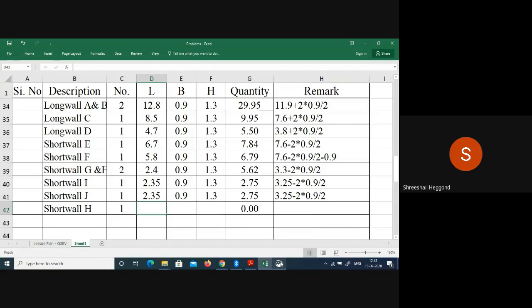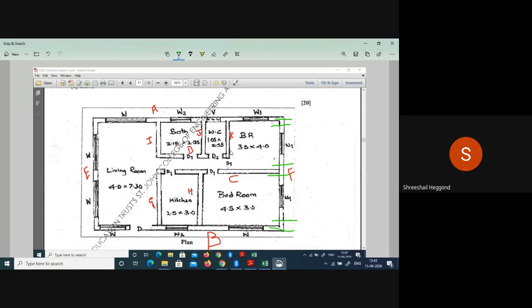Length you have to calculate. See the diagram. The length is not 2.95. The length you have to consider is 4 meter. This length you have to consider. It is 4 meter. Here, why? Because it is a door. Total length is 4 meter minus both the sides half of wall thickness you have to deduct, that is from this wall and from this wall. And in between one more wall is joining. That also you have to deduct.